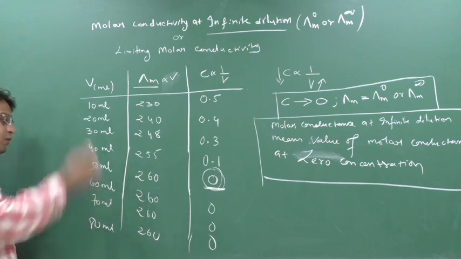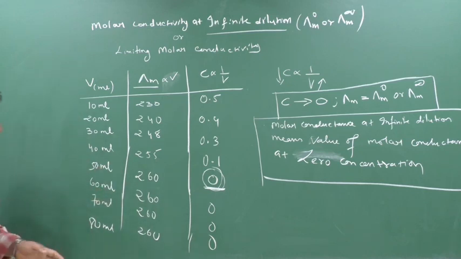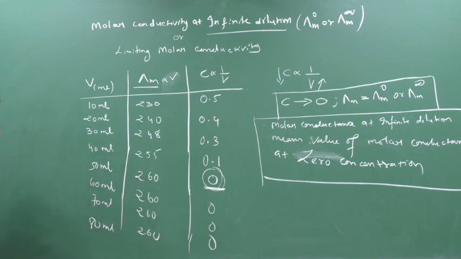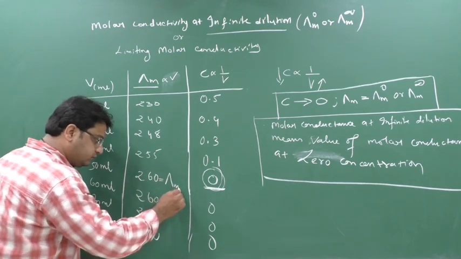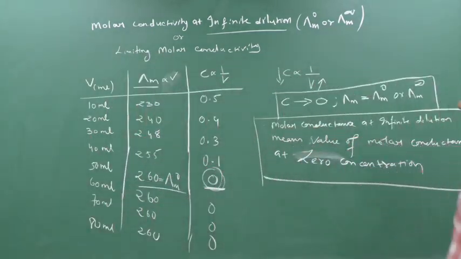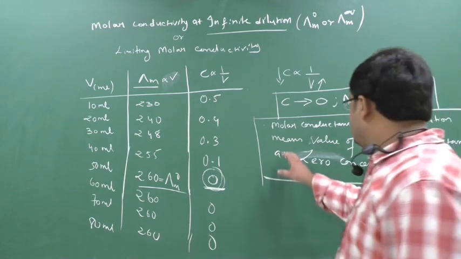After that, no matter how much volume you add, the lambda m value remains constant. So this value is known as what? Lambda m naught. Understood the meaning of infinite dilution? Clear? So what do you mean by infinite dilution?